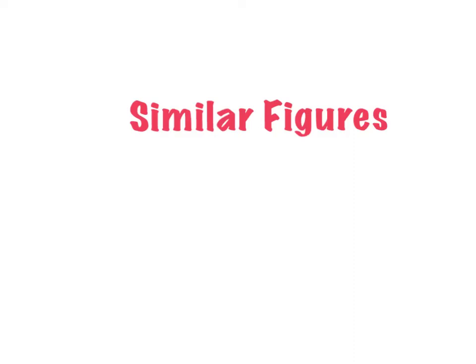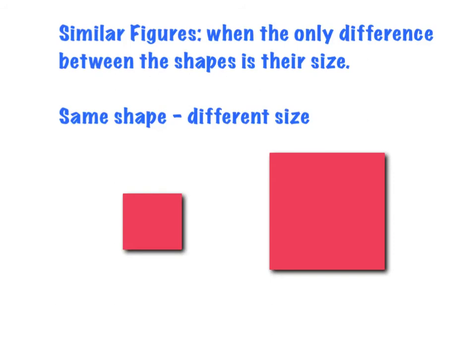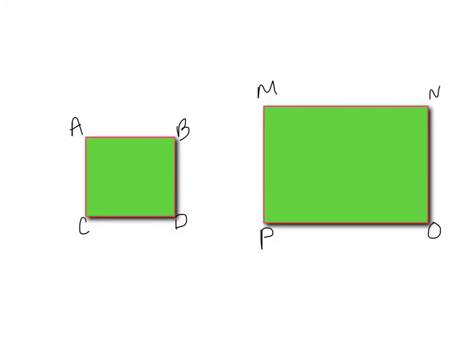Today we're going to talk about similar figures. Similar figures is when you have more than one shape, and the only difference between the two shapes is their size. So if you look at this example, we have two shapes here, same exact shape, but different sizes. So here I have two rectangles, rectangle ABDC and MNOP, and they are similar rectangles. So the symbol we use to show that two figures are similar is this line, which means similar to.